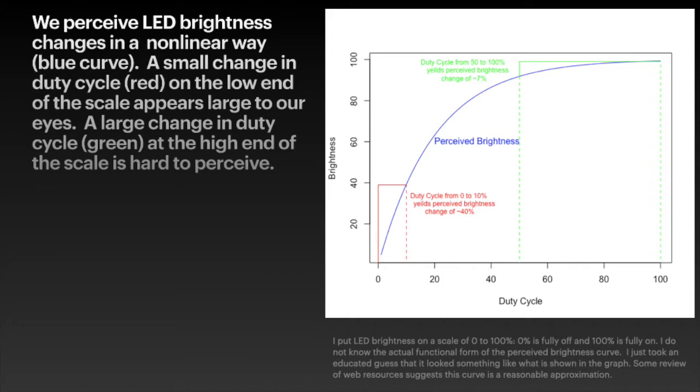So for example, in the red, I show a duty cycle change of 0 to 10%, and that produces a perceived brightness change of almost 40%. Whereas in green, you can see a duty cycle change from 50 to 100 only produces a 7% change in the perceived brightness. So something we'll have to deal with in our program.